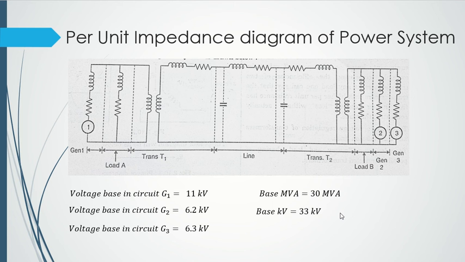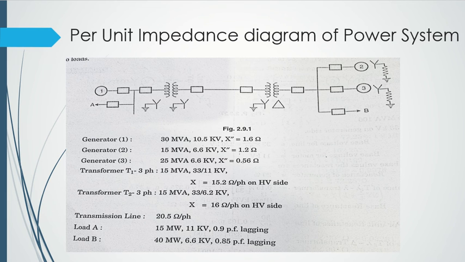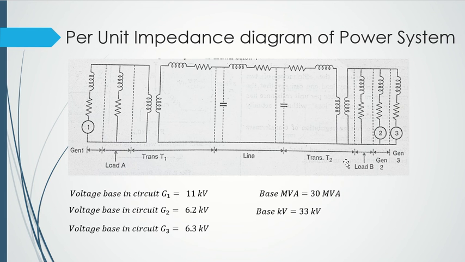Why? Because the highest value was this in the single line diagram. If you see, the highest MVA value was 30 and the highest voltage value was 11. So we are taking the base MVA and base kV as that.